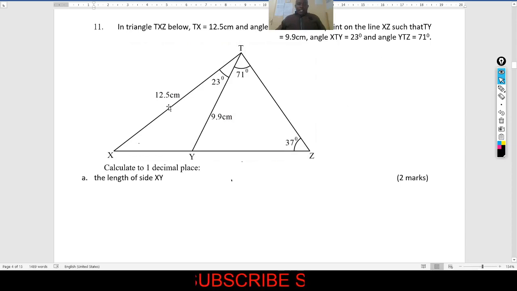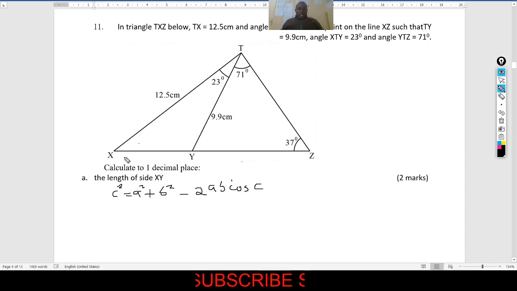We are given TX, we are given TY, and we are given this angle. We are asked to find the length of XY. If I have this side and this side, and an included angle, I can easily find this by using the cosine rule. The cosine rule states that c squared equals a squared plus b squared minus 2ab cos C.